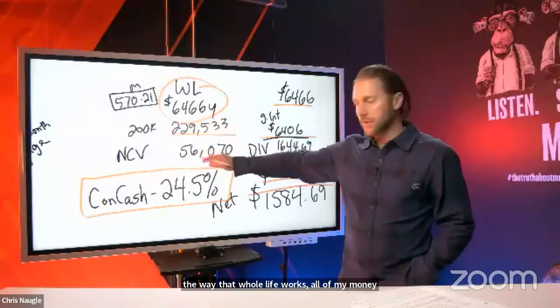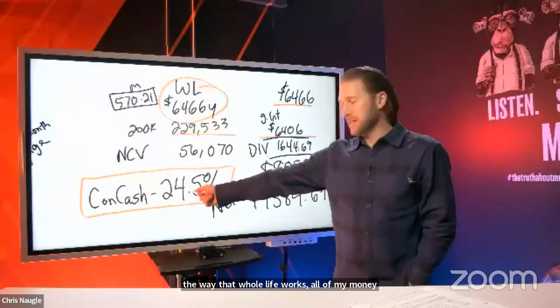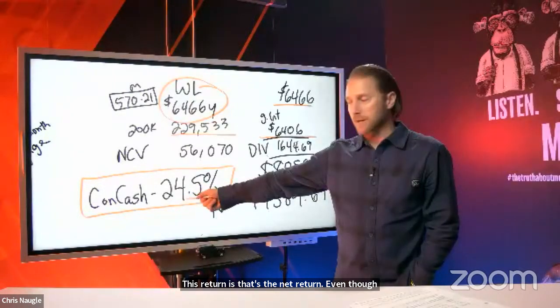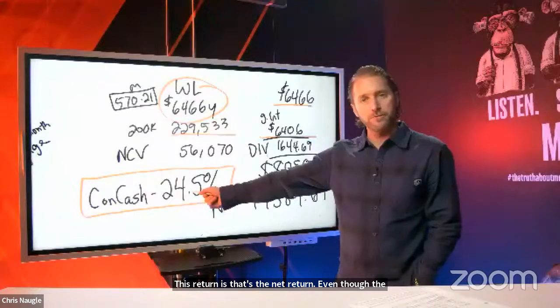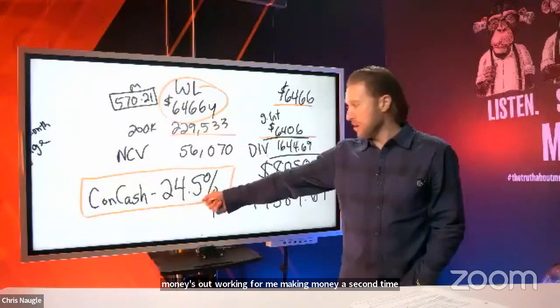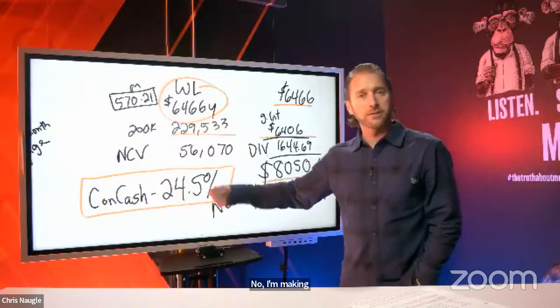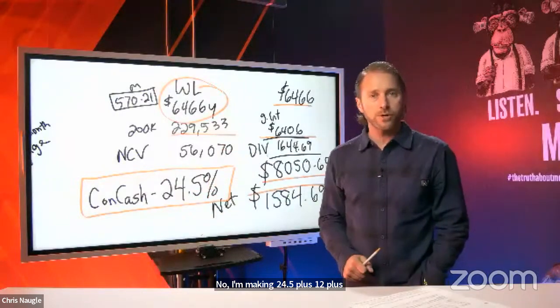But the best part is because of the way that whole life works, all of my money continues to grow. This return is the net return, even though the money's out working for me, making money a second time. So am I really just making 24.5% cash on cash? No, I'm making 24.5 plus 12 plus 15, whatever the return is on the money out there working.